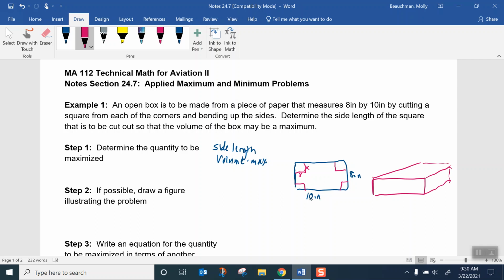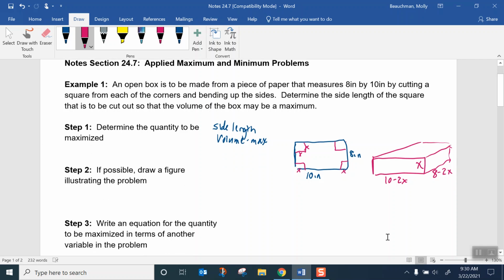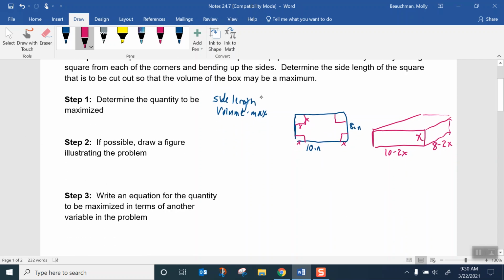The bottom of this box, let's see, the width of the paper is 10 inches. So if we cut X out of each side, that's going to be 10 minus 2 times X. Along the bottom here, 8 inches. If we cut X out of each side, this is going to end up being 8 minus 2X. And if we fold up the sides of the box, the height of the box is X. So that's our figure to illustrate the problem, expressing the side length of the square as our X.